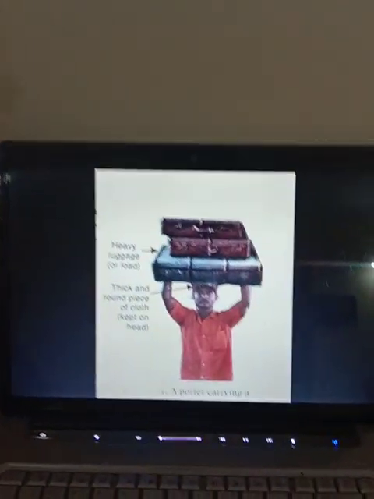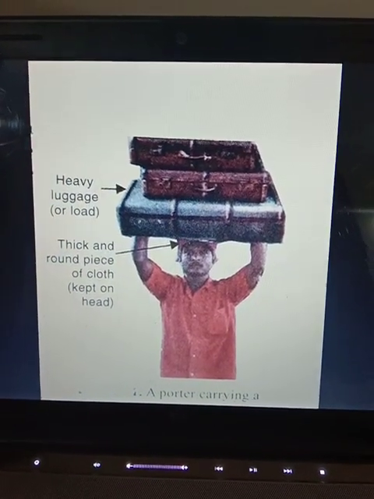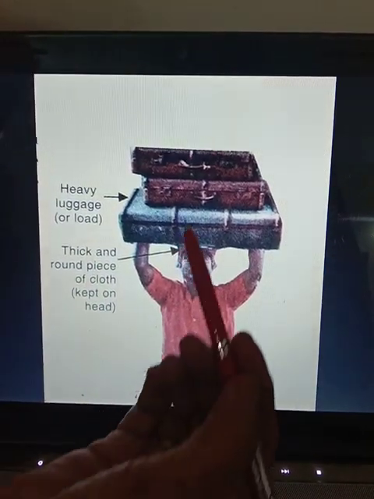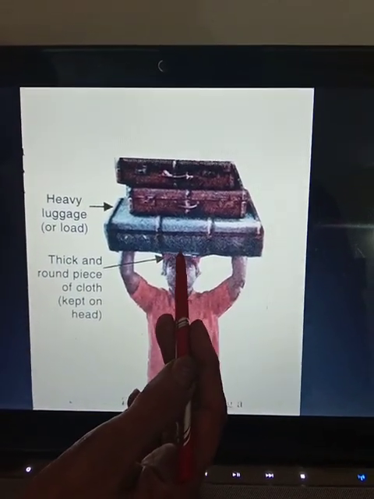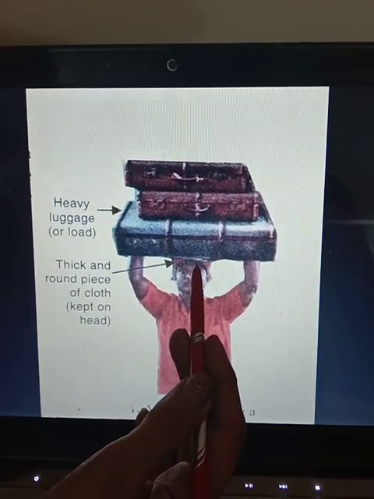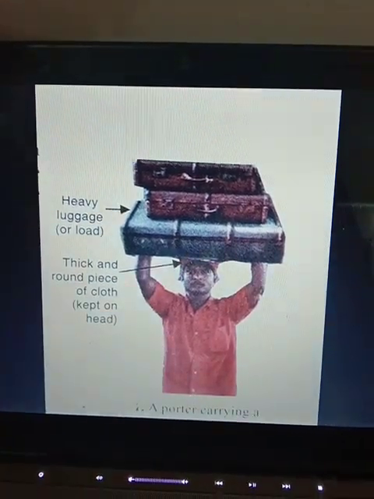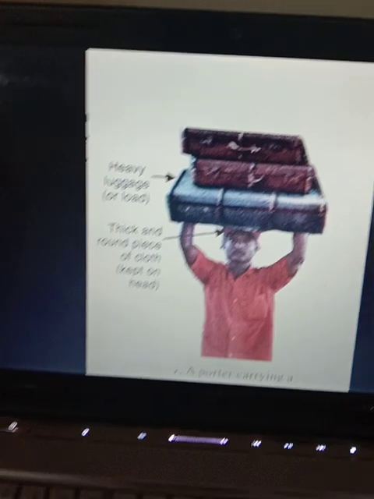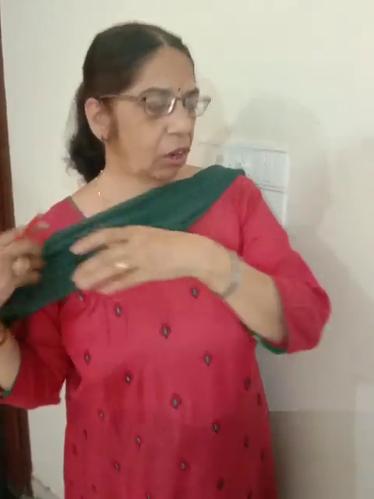You see here, a porter is carrying a heavy load on his head. But before carrying the load, he keeps a round piece of cloth on his head. In common language we call it inu. He takes the cloth like this and prepares a round thing like this, keeps it on the head and then puts the luggage on his head.